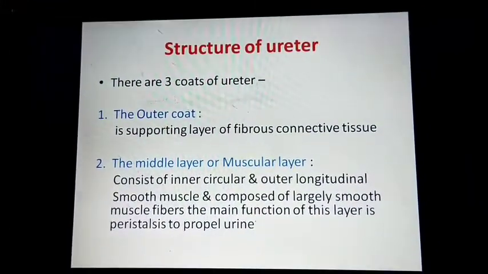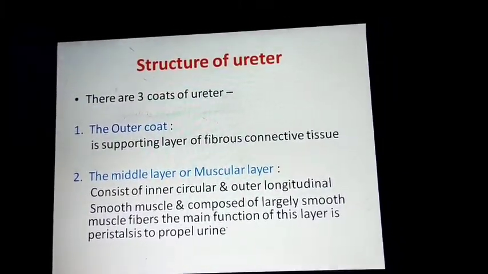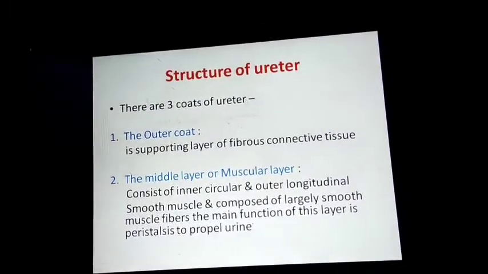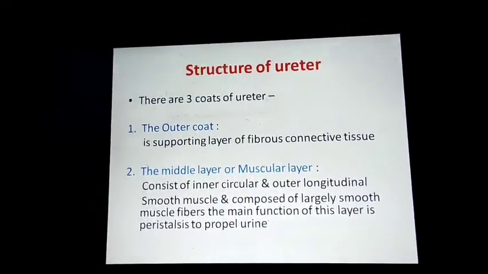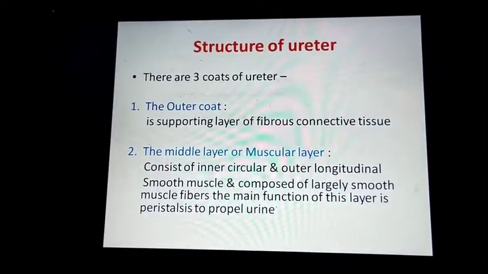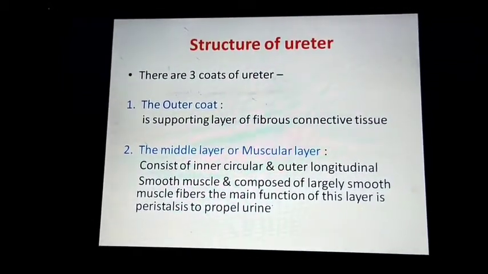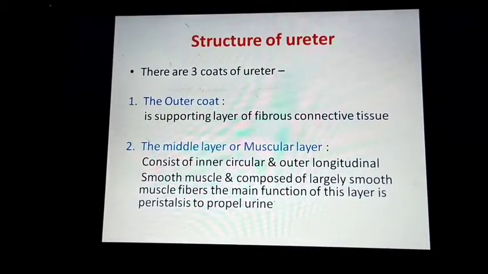Structure of the ureter: it has 3 coats, outer, middle and inner. The outer is a supportive layer of fibrous connective tissue. The middle is a muscular layer, in which there are 2 types of muscles, inner circular and outer longitudinal. And the inner is mucosal.